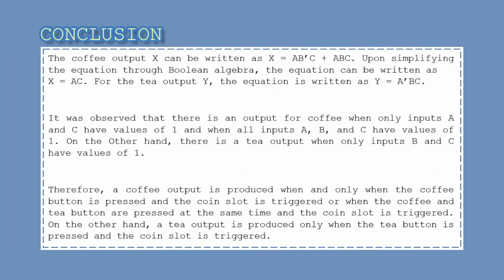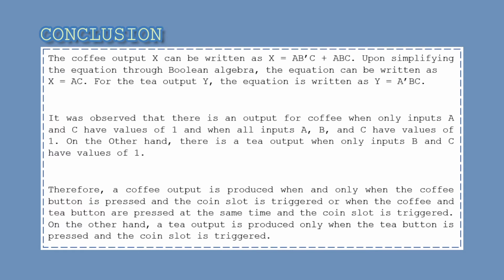The coffee output X can be written as X is equal to AB'C plus ABC. Upon simplifying the equation through Boolean algebra, the equation can be written as X is equal to AC. For the tea output Y, the equation is written as Y is equal to A'BC.